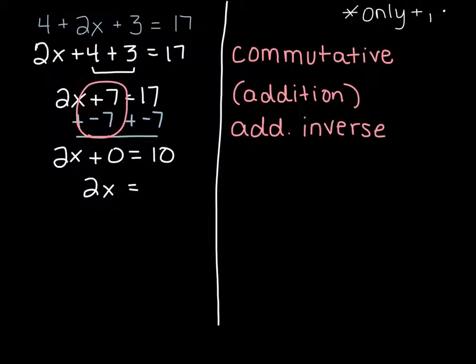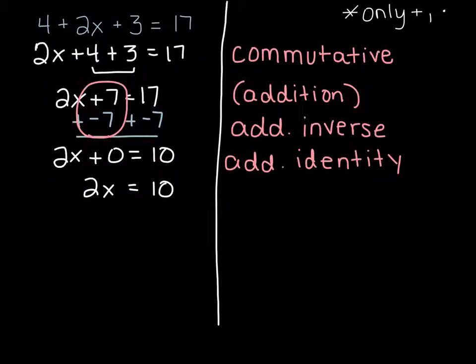Okay? Well, 2x plus 0 is really just the same as 2x. Why is that? Well, it's because the 0 doesn't really matter. It's because adding 0 to something doesn't change its value. That is the additive identity. Okay, so the additive identity says that if you add a 0 to any number, it doesn't change its value.